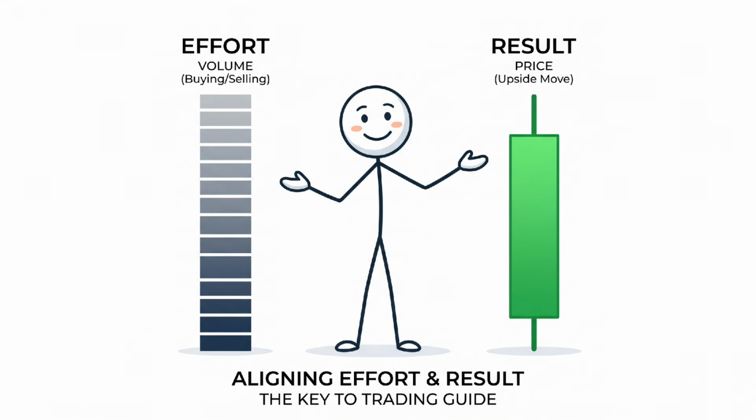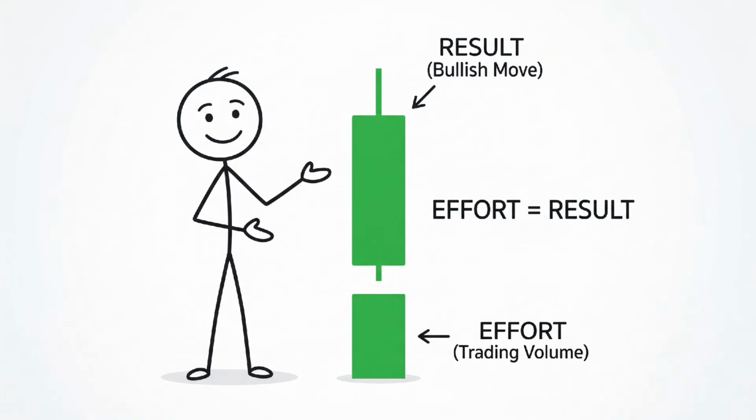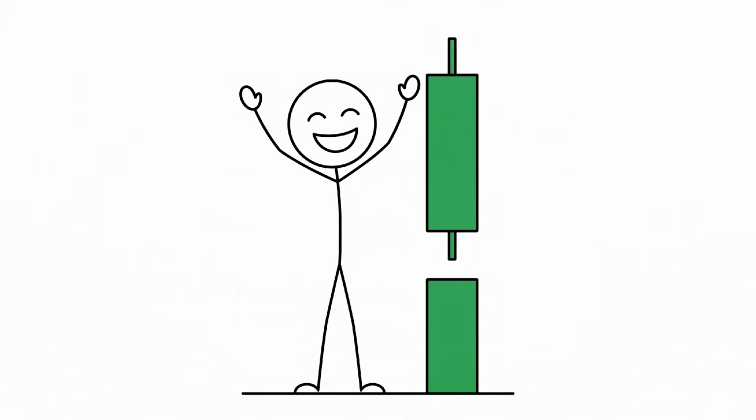Step 2. The effort versus result mental model. Now let's discuss one of the most important principles used by professional traders: effort versus result. Understanding this concept is one of the biggest keys to identifying high probability buy and sell zones. In the market, volume represents the effort. Price movement represents the result. Now think about this. If the effort is large and the result is also large, the market is behaving normally.